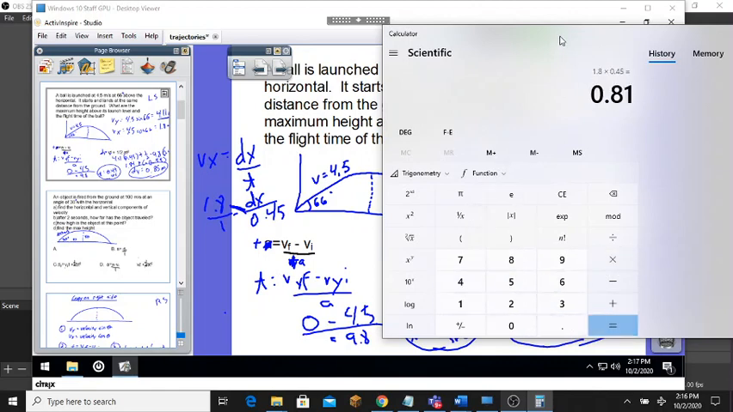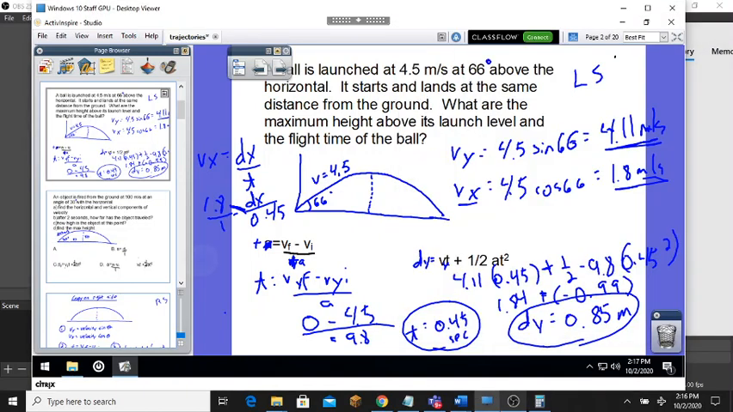And that gives me 0.81. And that should be meters. Okay. So this told us several different things. It told us how fast the object is going to rise: it's going to rise at 4.11 meters per second, and it's going to go to the right at 1.8 meters per second. It told us the time it's going to take to reach the high point: 0.45 seconds.